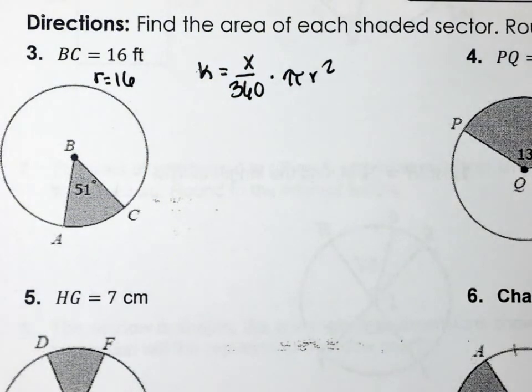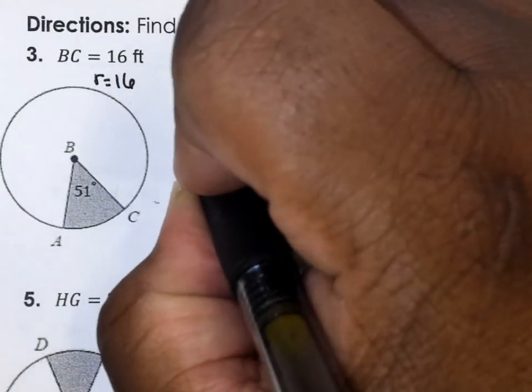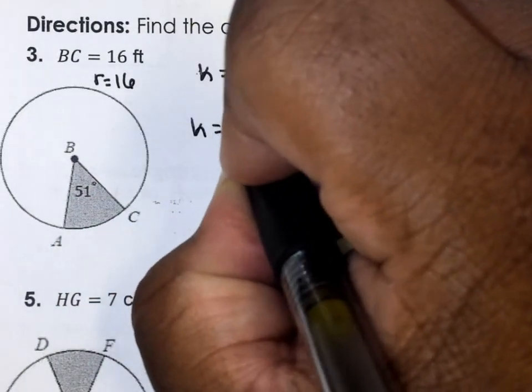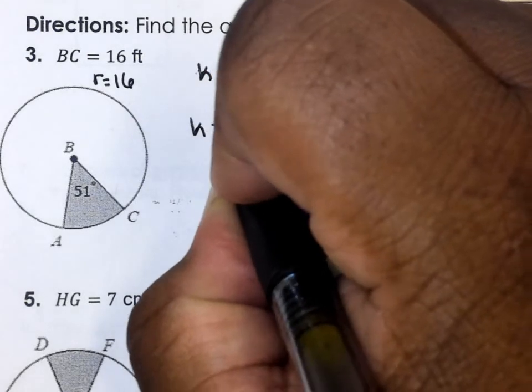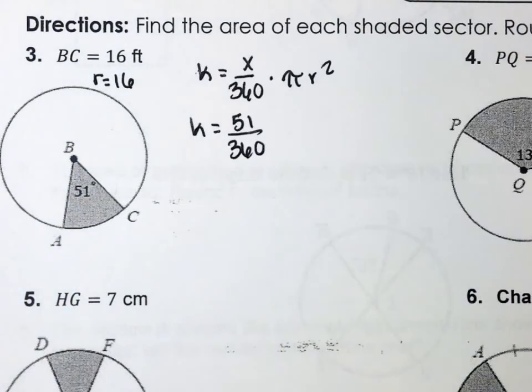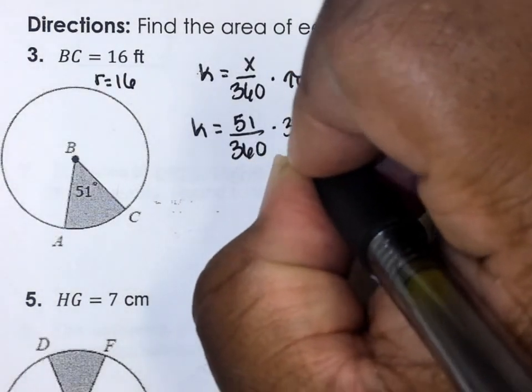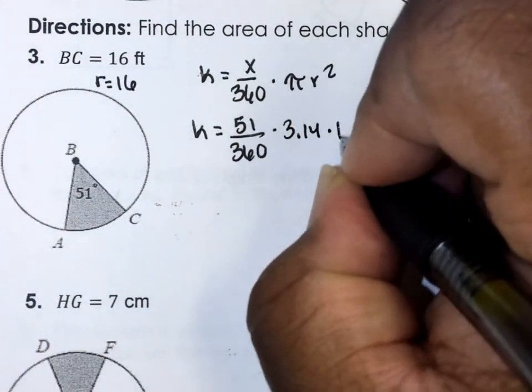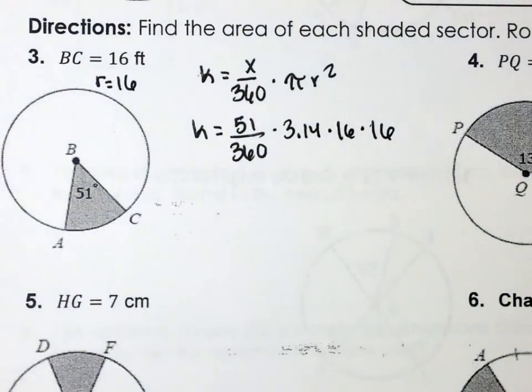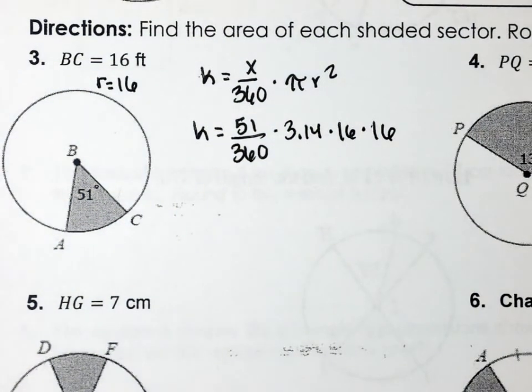And then I'm plugging in what they give me. K equals 51 over 360 because it's 51 degrees. That's the degrees of my slice. Times 3.14 times 16 times 16. How do you want to do this in the calculator? Do the fraction first. Get the decimal. Then multiply by everything else.